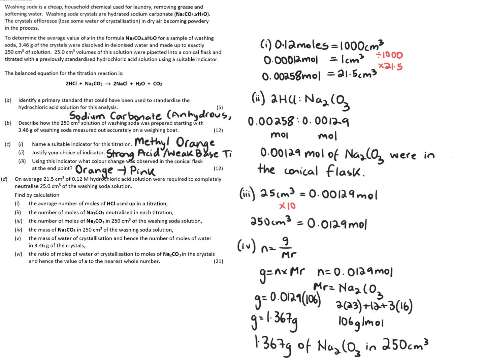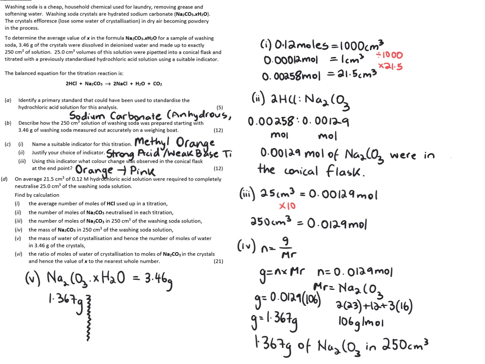In part 5, it asks us to calculate the mass of the water of crystallization and hence the number of moles of water in 3.46 grams of the crystals. So the crystals are Na2CO3.XH2O. Some of the crystal is made up of sodium carbonate and some of the crystal is made up of water. The entire thing is 3.46 grams. 1.367 grams are sodium carbonate. So that means we can work out how much of it in grams was water.